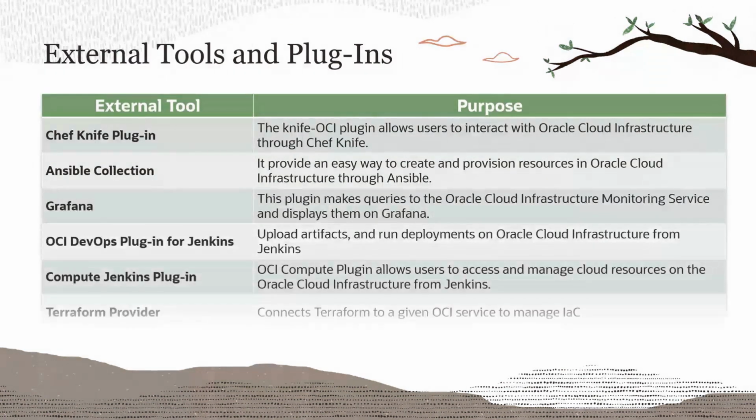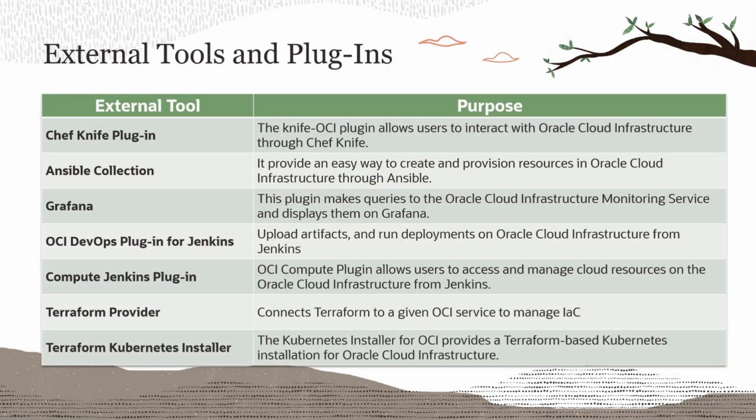Let's take a look at the external tools and plugins that are supported on the OCI platform. The first one is the Chef Knife plugin. We all know Chef is a very popular tool that helps us provision infrastructure as code. The Knife OCI plugin allows users to interact with the OCI infrastructure through Chef Knife. We have the Ansible collection that makes it easier to provision resources in the cloud infrastructure through Ansible.